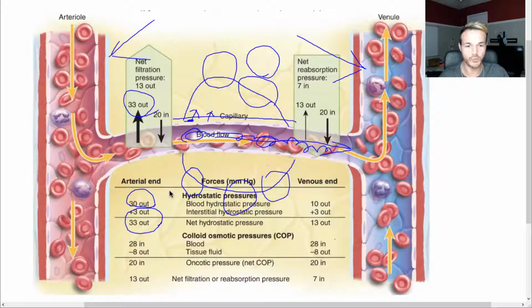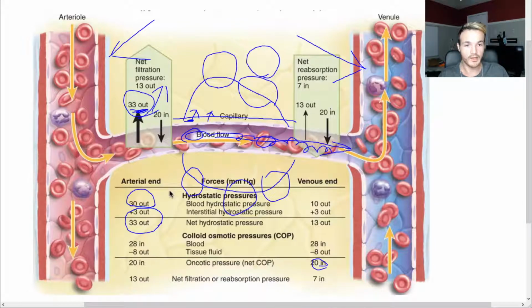And this 20 millimeters of mercury for oncotic pressure is static. It does not change. So what we have is a total of 20 oncotic. You can imagine it: 33 minus 20 gives us 13 out. So overall, the hydrostatic pressure wins, you could say, and fluid goes out. So you have this fluid that is now out, 13 out.